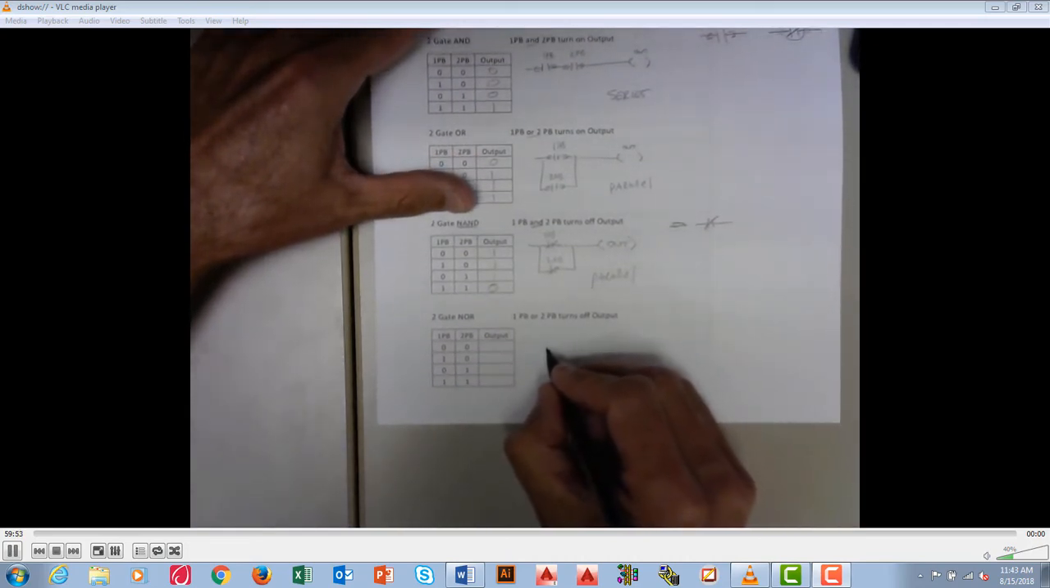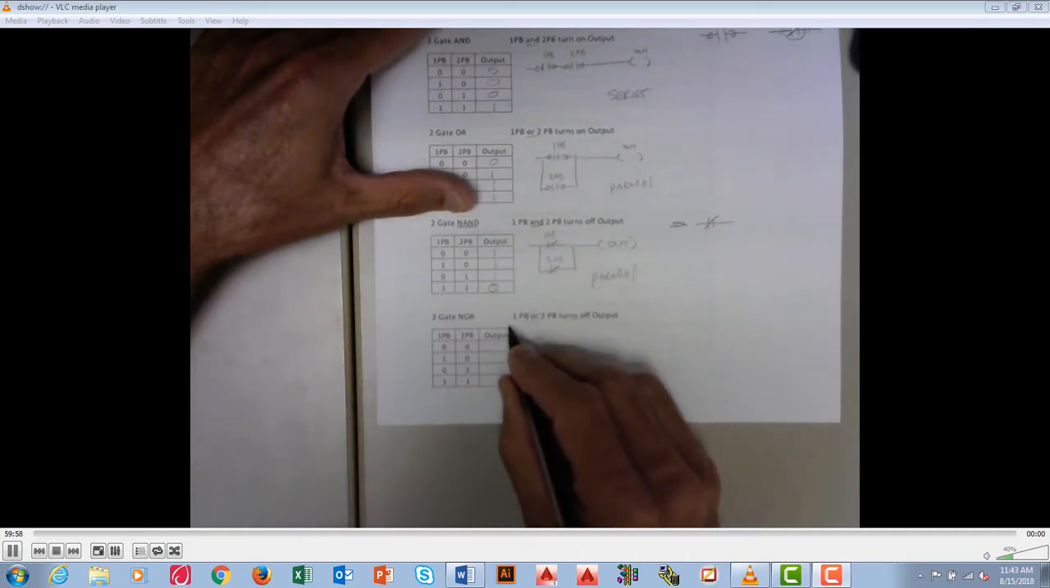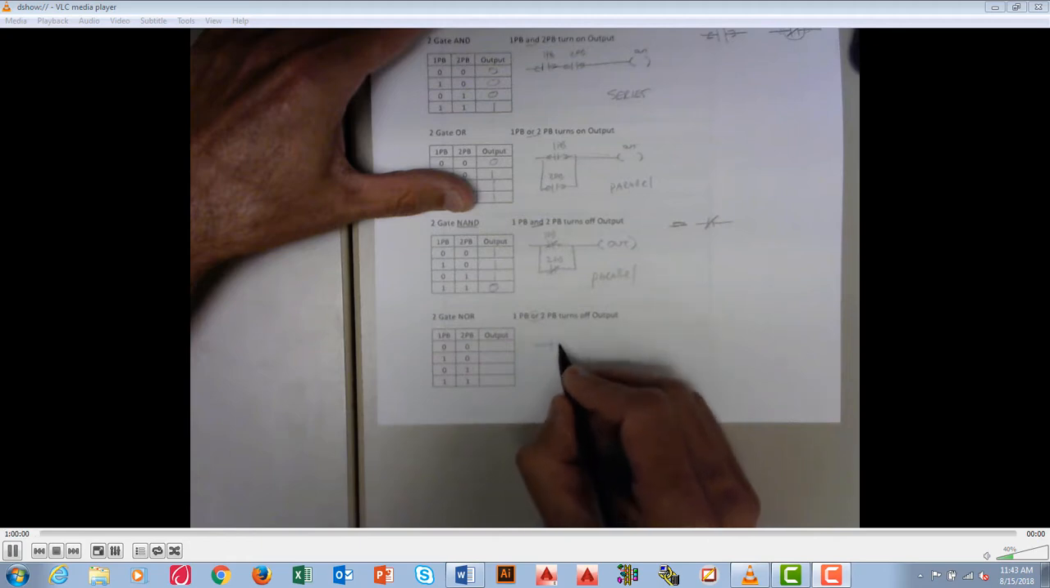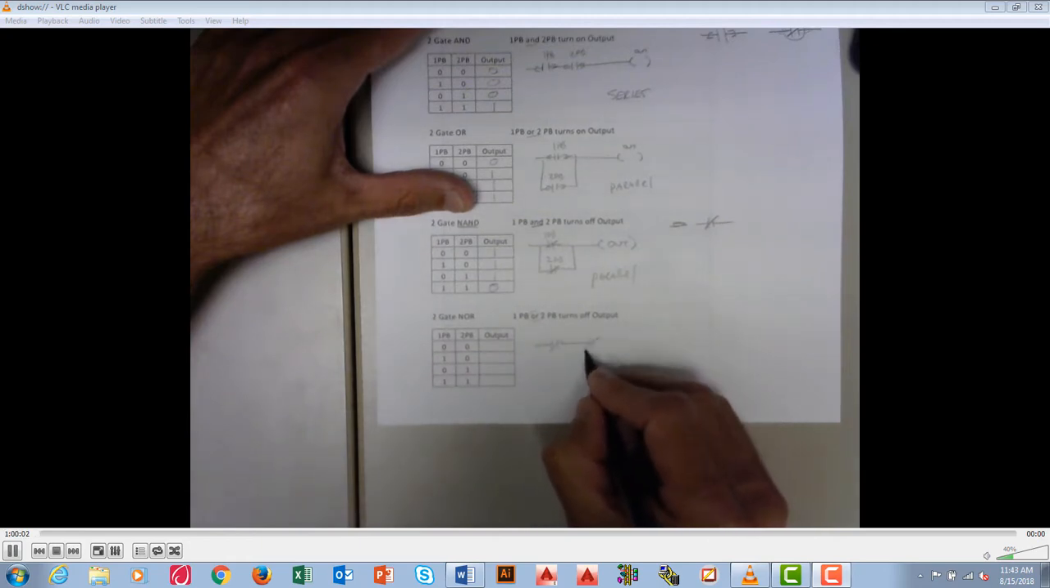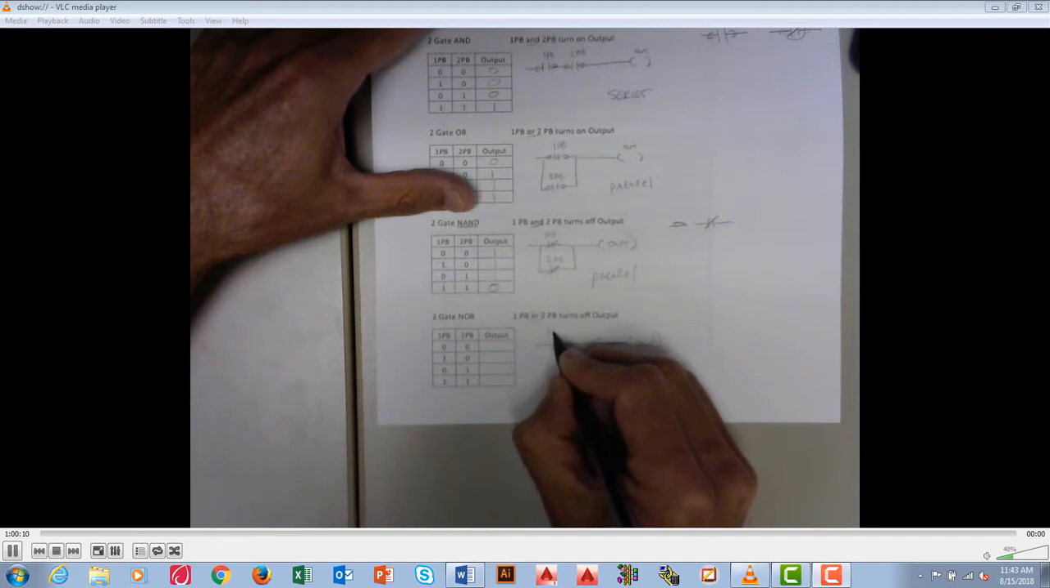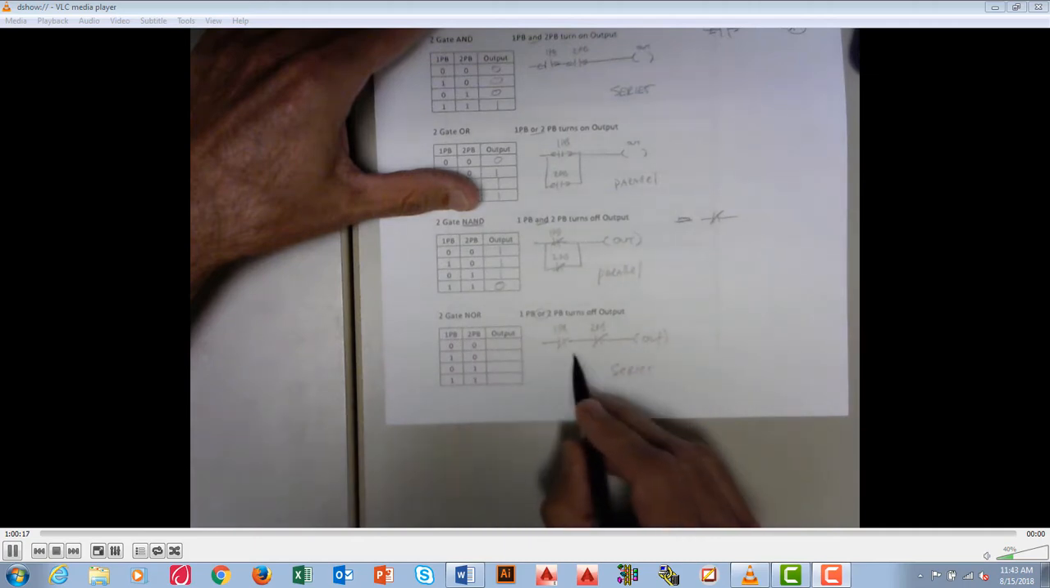And now let's take a look at your NOR. So once again, you think, oh, OR, I'm seeing parallel, but it's not, because it's turning it off. And so you need this to be series. 1 PB, 2 PB. So if this is 0 and this is 0, well, they retain their state, so that's true and true.